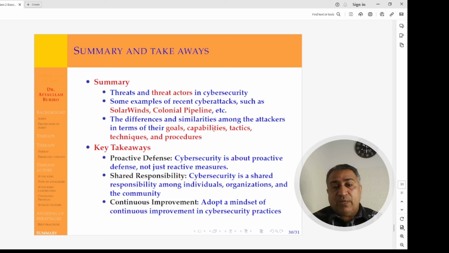Continuous improvement as well. Adopt a mindset of continuous improvement in cybersecurity practices by educating and training your employees, by educating and training the ordinary person. They should be able to differentiate. They should be able to respond to social engineering attacks like phishing.